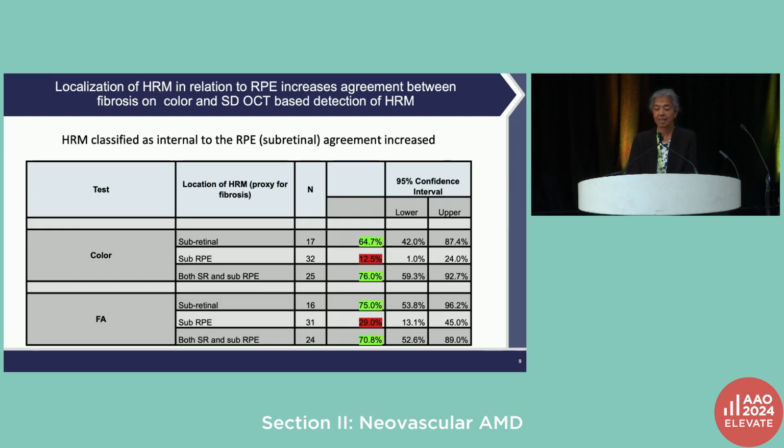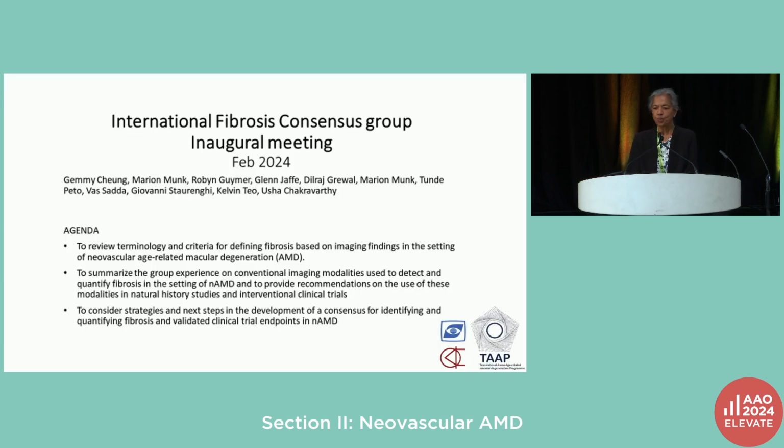However, when we reclassified the data into whether the hyperreflective material was internal or external to the RPE, that is, when it was subretinal, there was a much greater agreement both with color and with fluorescein with spectral domain OCT. So we set up an international fibrosis consensus group.